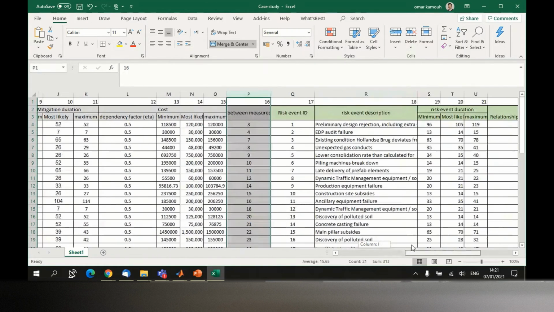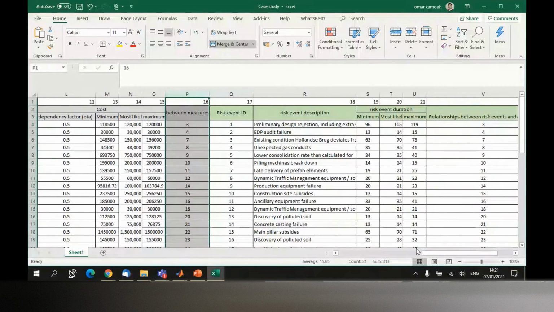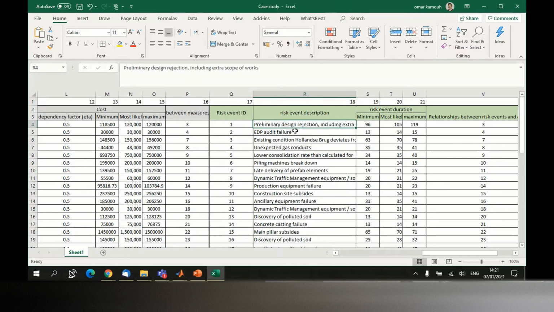And of course, sometimes you have some extra source of delay, and we call them here risk events, something you didn't really expect. It's not really related to activities taking longer than expected or whatsoever. It's just, once again, an additional source of delay. For example, look at this risk item that we already defined for you in this case: preliminary design rejection, including extra scope of works.